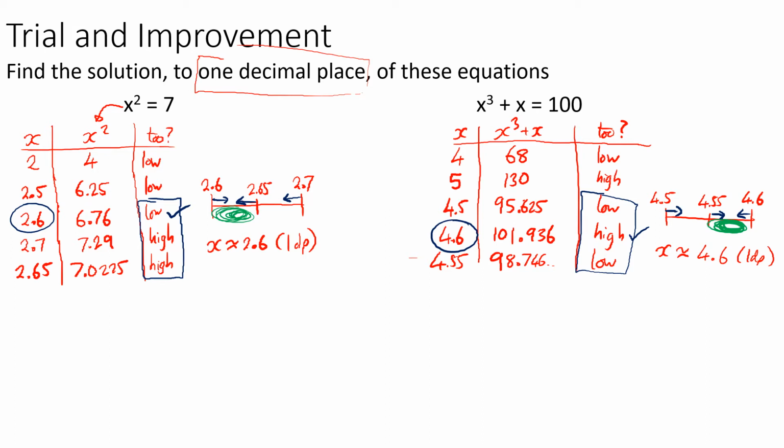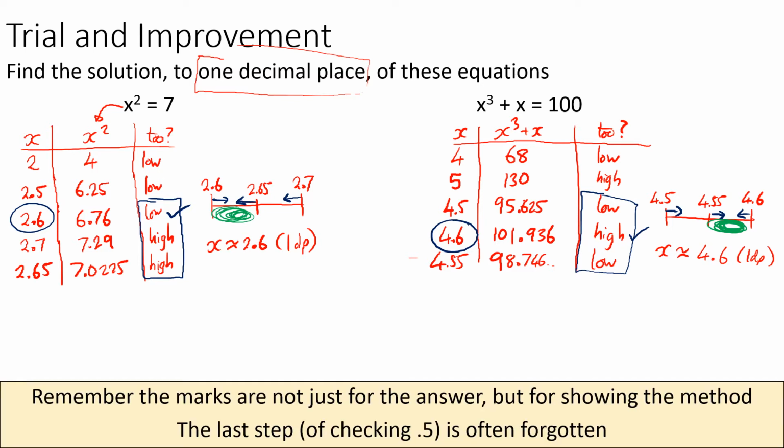So you can use that to check, but unfortunately you can't use that as your actual method. You do need to demonstrate why you're saying that. The marks are not just for the answer in this question, it's for showing the method of how you got that answer. And that last step of checking the 0.5 or the 0.05, that's very often forgotten. So that's trial and improvement.